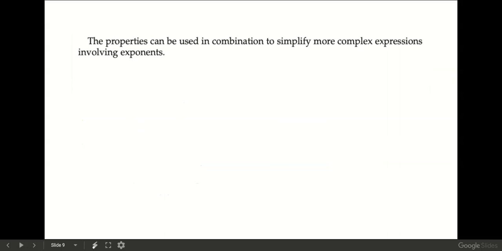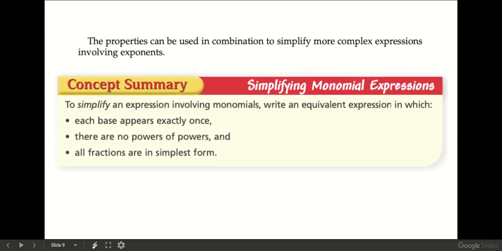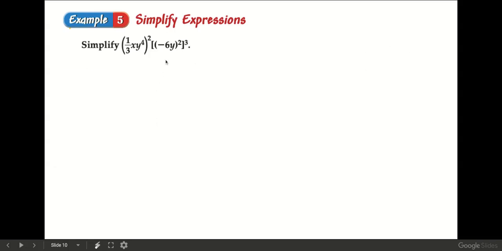The properties can be used in combination to simplify more complex expressions involving exponents. So when simplifying monomial expressions, to simplify an expression involving monomials, write an equivalent expression in which each base appears exactly only once, there are no powers of powers anymore, and all fractions are in simplest form. So let's look at this problem. This one might look kind of scary and complex, but when I think about just applying the rules of exponents, I can simplify this problem one step at a time.